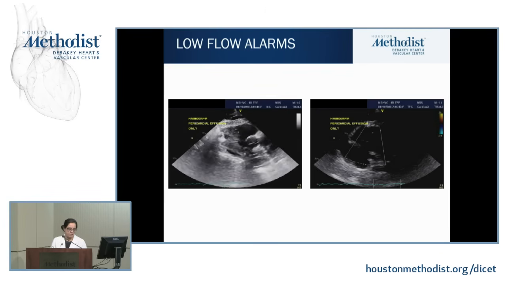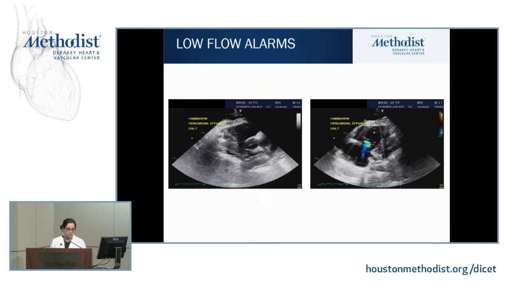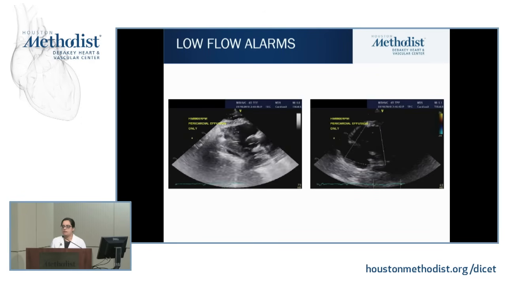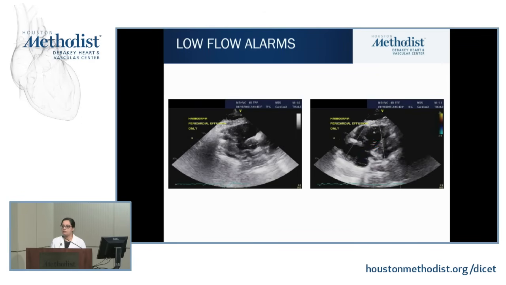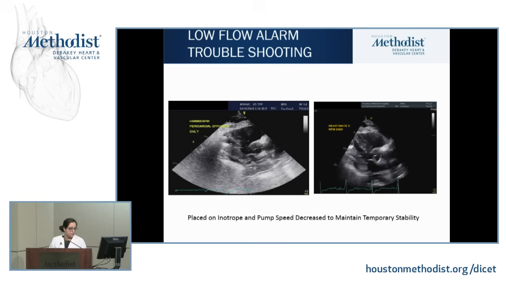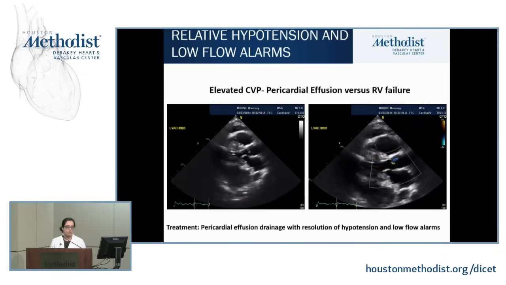That's kind of interesting if you think about it, but I think it has to do with how the RV interacts with the LV. And we've seen rapid improvement in their status once even this small amount of pericardial effusion is drained. This is somebody who had RV failure, and when we did inotrope and the pump speed was decreased, then the low flows were resolved. And low flows, as you all know who've been on the service, hypertension is a big one for low flows. So that's the other one.